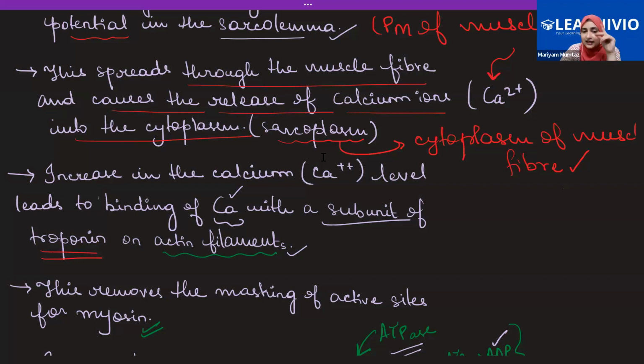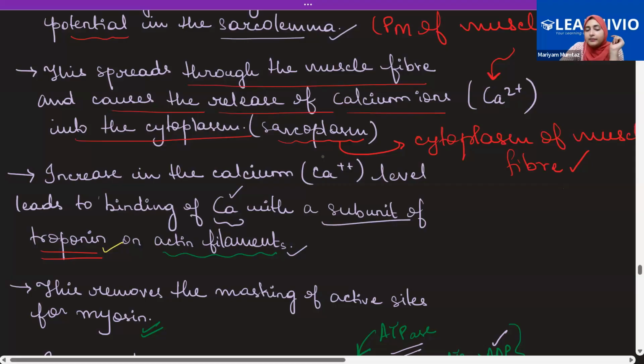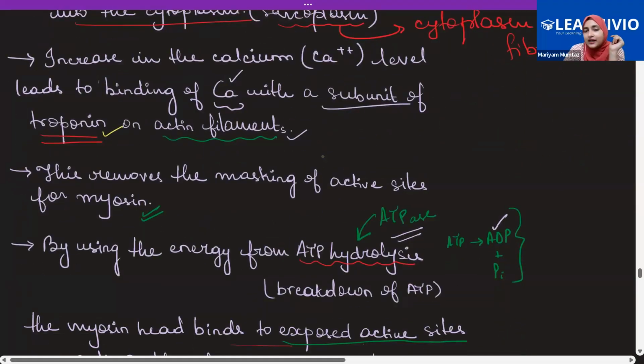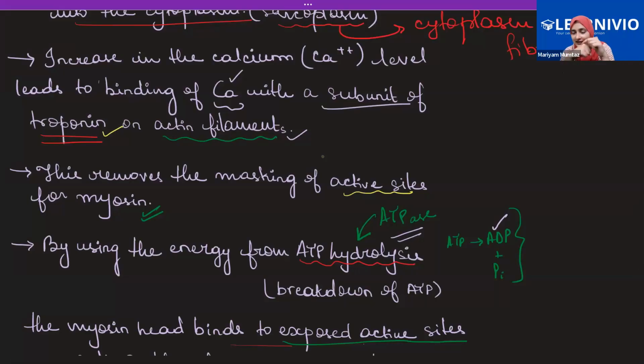Now, when the calcium increases in the muscle fiber, that calcium goes to bind with one subunit of the troponin. So of those three things that we saw, one of them could bind with calcium. So the calcium came and bound with that, because of which the masking of the active sites for myosin is now removed. Because you know that the actin had the binding site for myosin, and on top of that, it was masked by the troponin. So when the calcium came and attached to the troponin, the mask that was there is now removed.